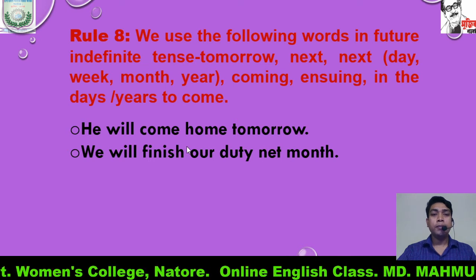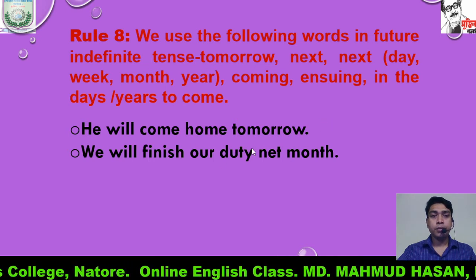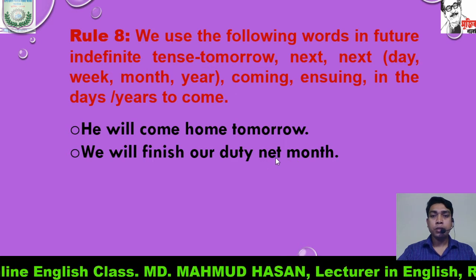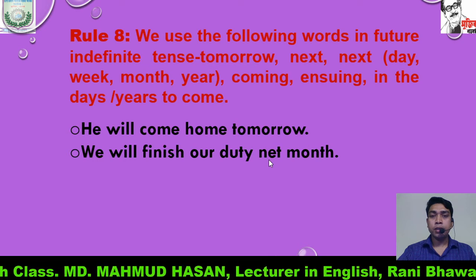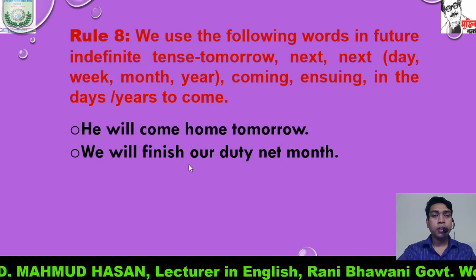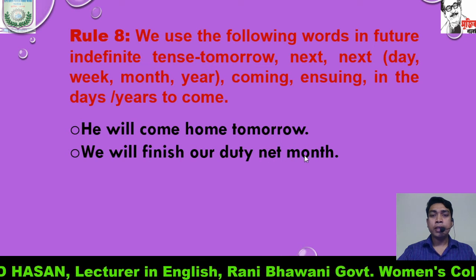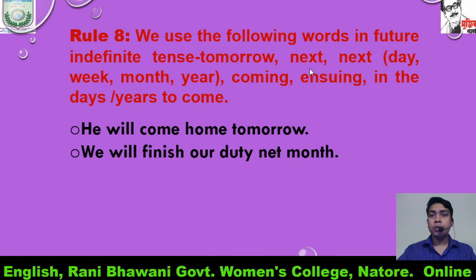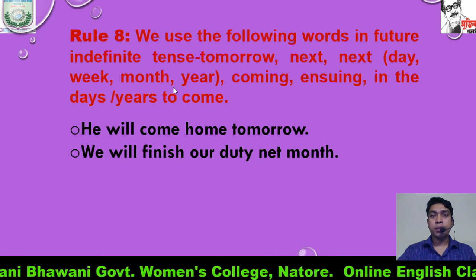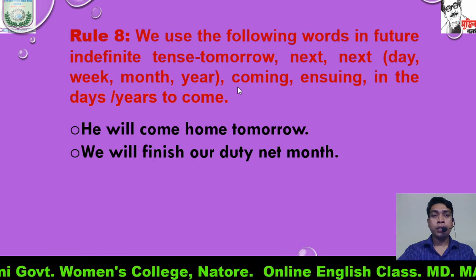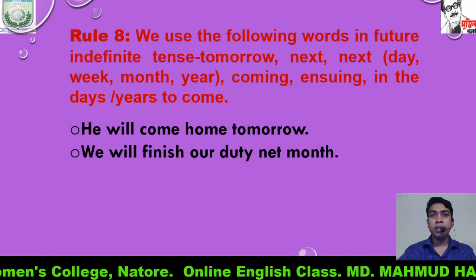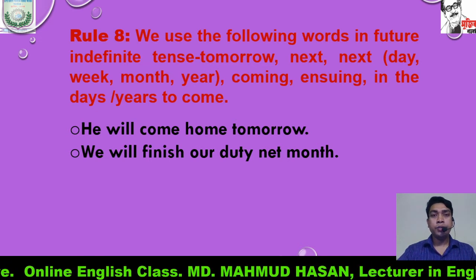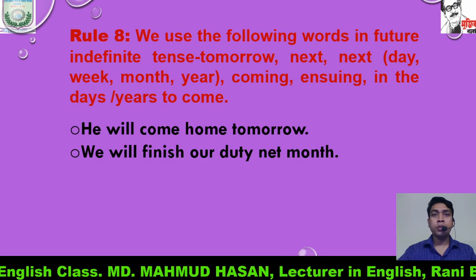He will come home tomorrow. We will finish our duty next month. Pardon, it's a mistake. This will be next. We will finish our duty next month. He will come home tomorrow. So tomorrow, next day, next week, next month, next year, coming, ensuing, in the days or years to come. All these are the indicators or markers of future indefinite. And if we face all these words, we will use future indefinite tense.